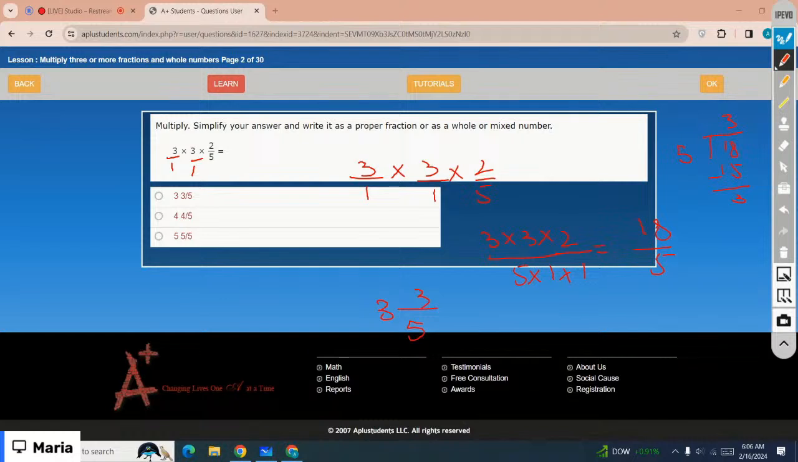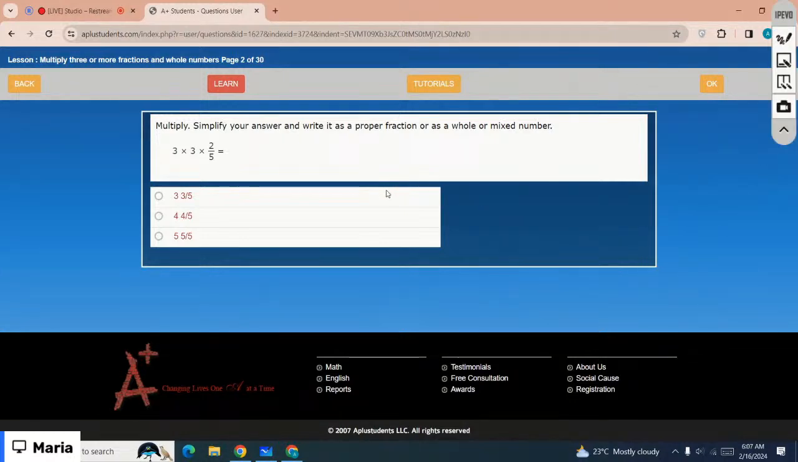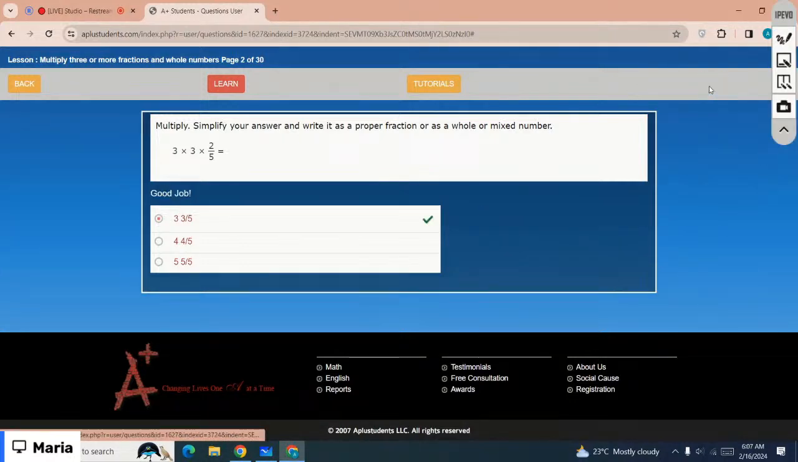The chapter name is Multiply Fractions, grade 6 it is. And the lesson we are on right now is multiply three or more fractions and whole numbers. Got it? The next one you have to do on your notebook and then write the answer in the chat box, right? I'm waiting.